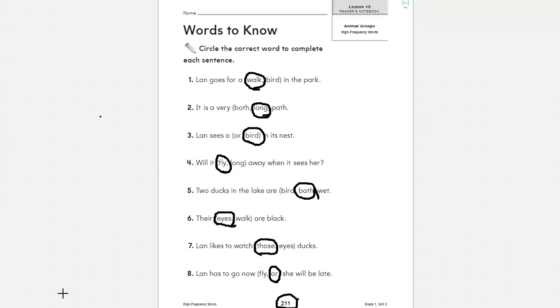How did you do on this activity? Did you get all of them right? Some of them right? Awesome. That is going to be the end of our reading video today.